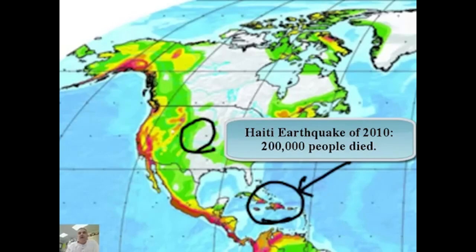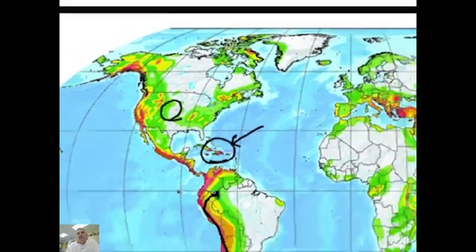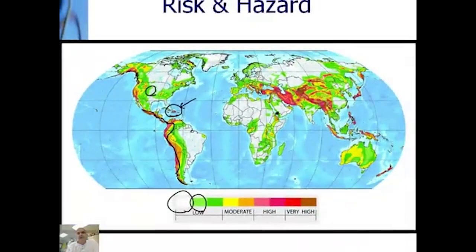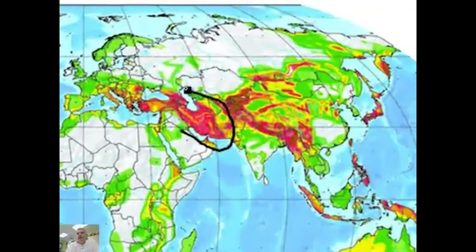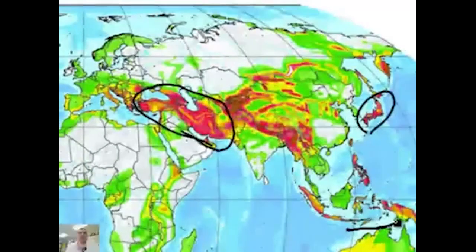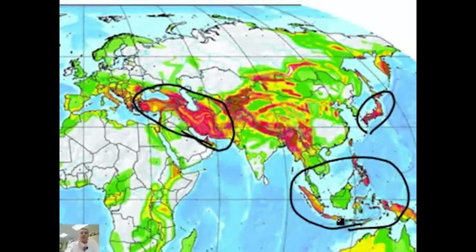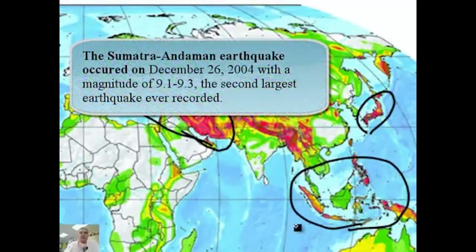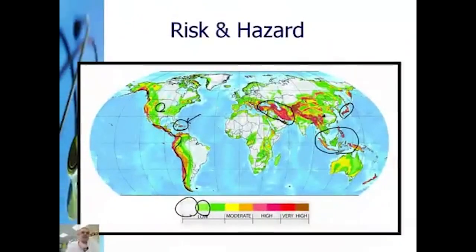And notice along the ring of fire, these are where the plate boundaries are. And then if we jump over here to Europe and Asia, we can see lots of activity right through Turkey, Pakistan, etc., Japan, Jakarta. If you recall, there was a tsunami a number of years ago that rocked this area and was very devastating. So risk versus hazard. You can see what parts of the world are the most dangerous to live in from an earthquake perspective.